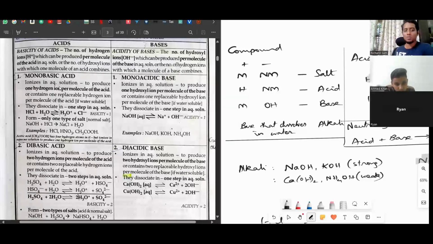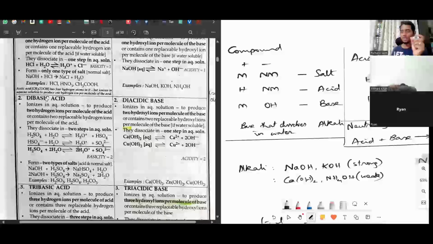There are more monobasic acids like HBr and HI, hydrogen bromide and hydrogen iodide, and hydrogen chloride. Of these, hydrogen chloride is the strongest. Is everything clear? Monobasic acid. Remember the word: mono means one, and basic because it's called basicity. Then dibasic acid will have two hydrogen ions.